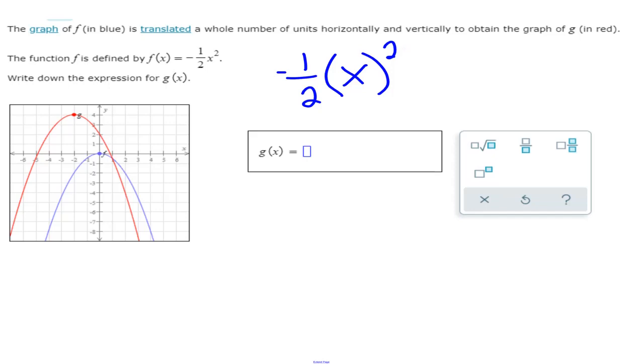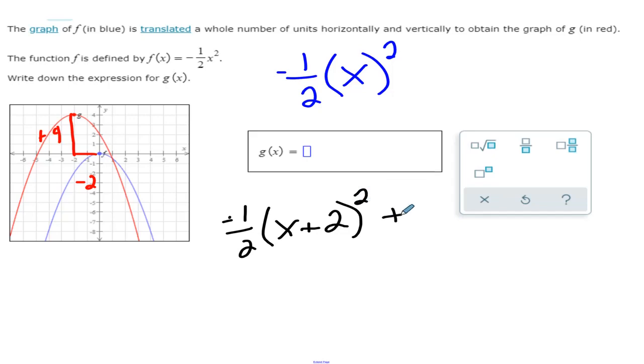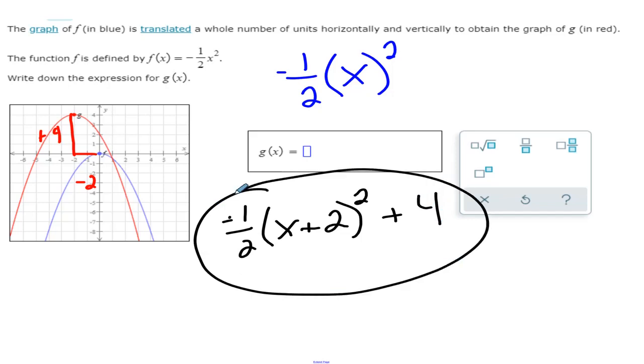Now in this problem, I'm going to the left 2, so -2, and then I'm going up 4. So when I rewrite my answer, I get -1/2, because that's on the outside there. Parentheses, x, and remember I'm doing the opposite, so it's +2, squared, because I'm writing that. And now I write whatever was going up and down. In this case, I'm going +4, so +4 on the outside. And that's my final answer.